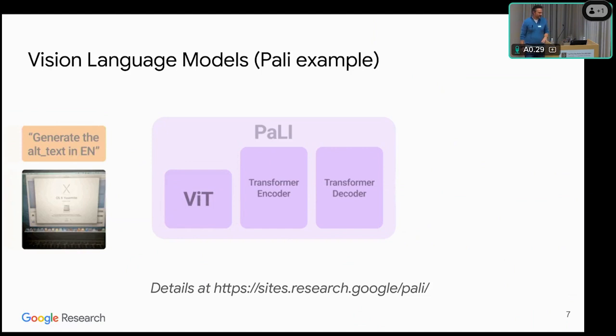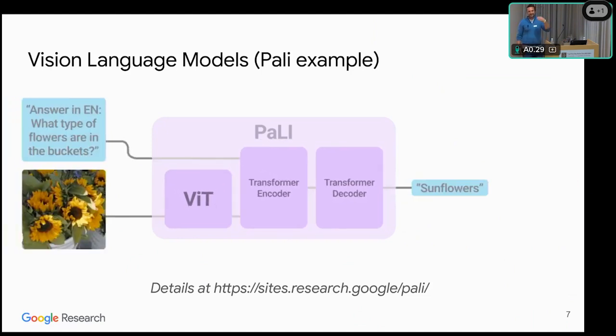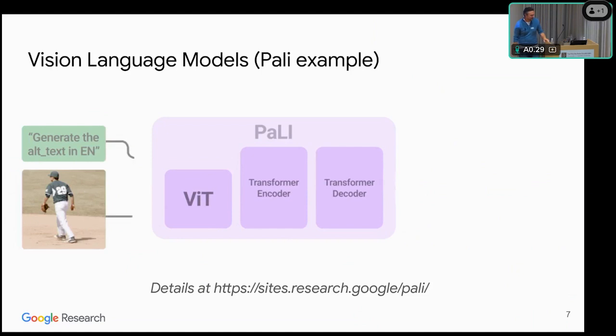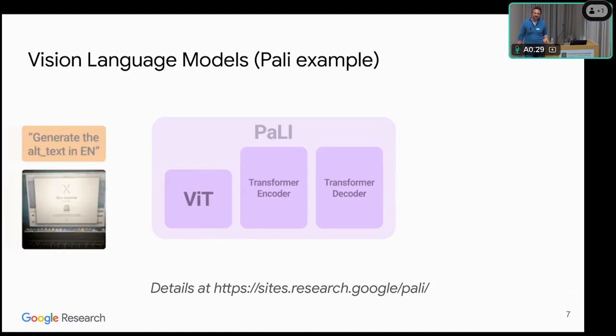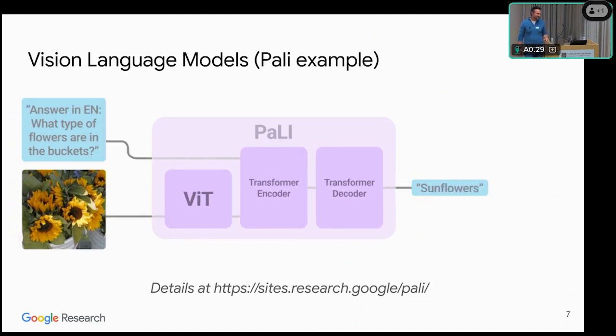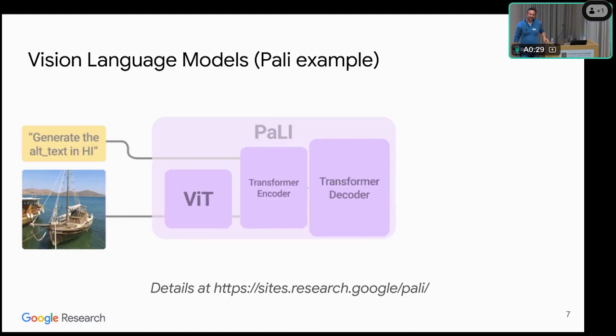The reason we like this also is because it's super flexible, right? It's just text and image input, text output. Anything you can represent with text, anything you can represent with an image, you throw it in and get some text output. So what this model is doing, for example, is generating the alt text, basically a description of the image. But because it's building on top of these LLMs, you can say, answer in Chinese, or generate the text in Hindi, or in English, or anything else. And the model is able to do these things.